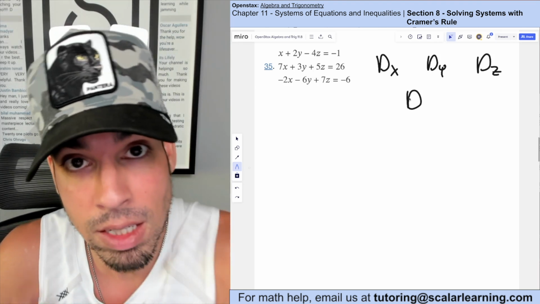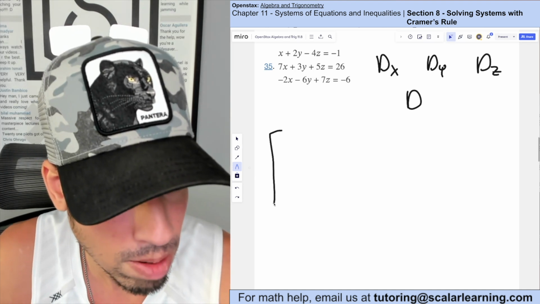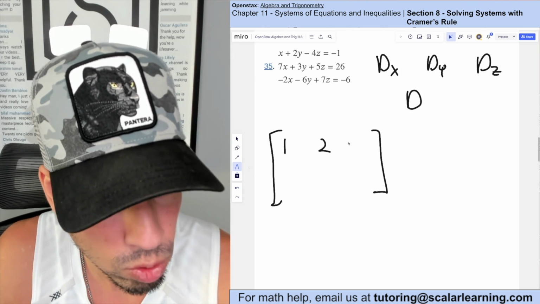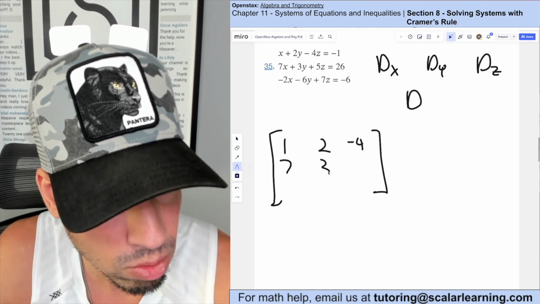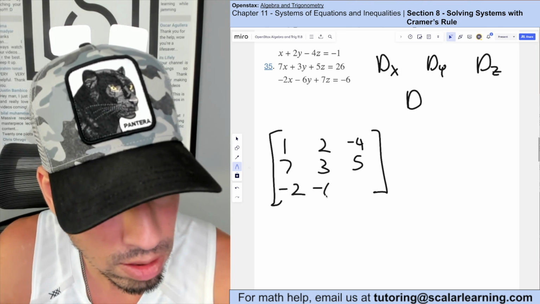dy divided by d gives us our y value, and so on. So first, let's do d. So we're going to set up that matrix. So we got all of these coefficients here: 1, 2, -4, 7, 3, 5, and then -2, -6, and 7.